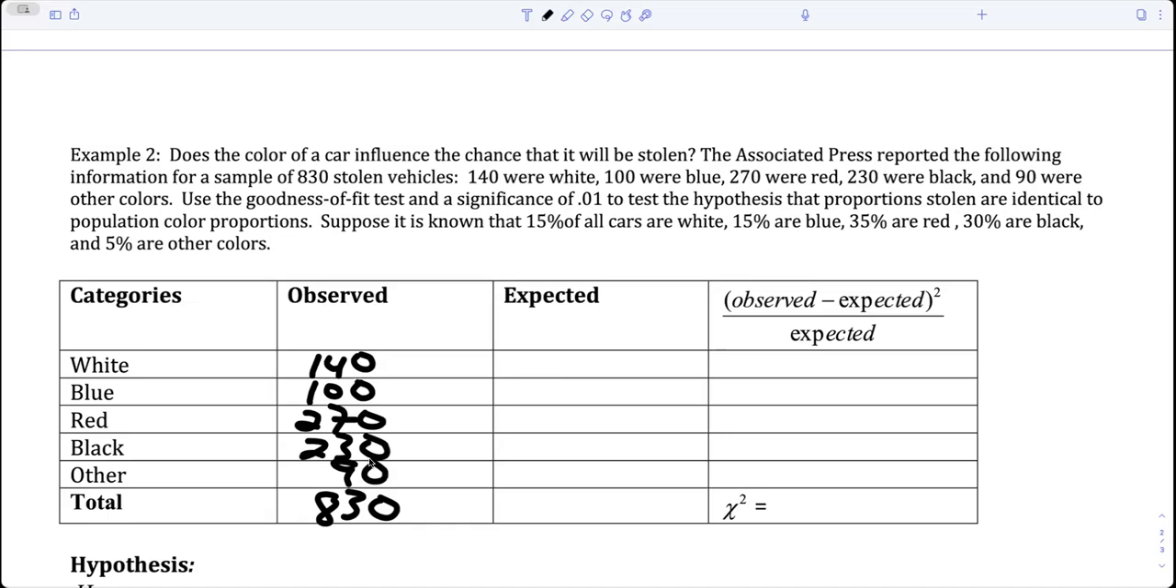And so now we need to calculate the expected counts. And we do that by taking the sample size, which in this case is 830, and then multiplying it by the percentages that they give us for each category. Okay, and you need to show the expected counts, because that's part of the conditions for a chi-square test. So we've got 830 times 0.15, and then 830 times 0.15.